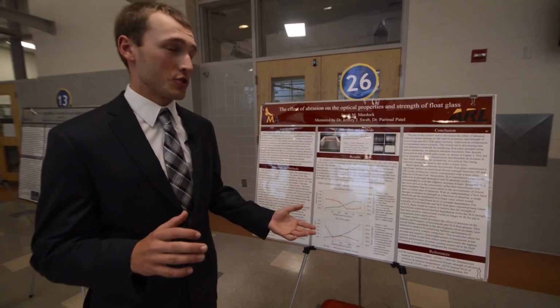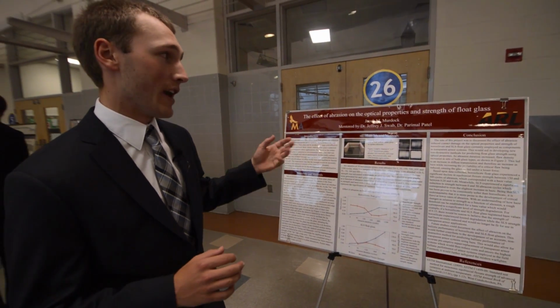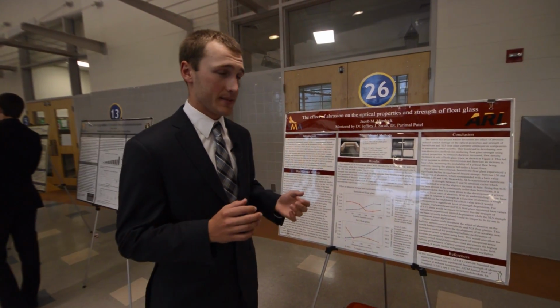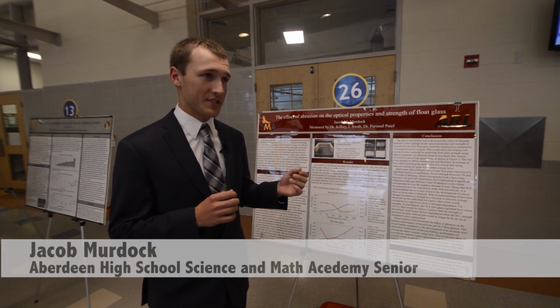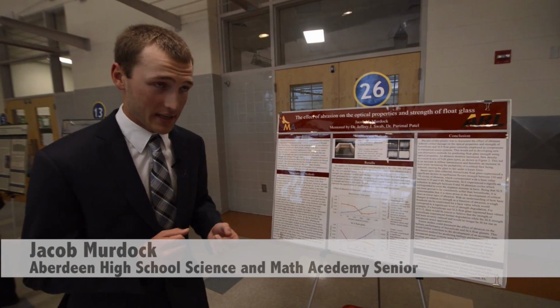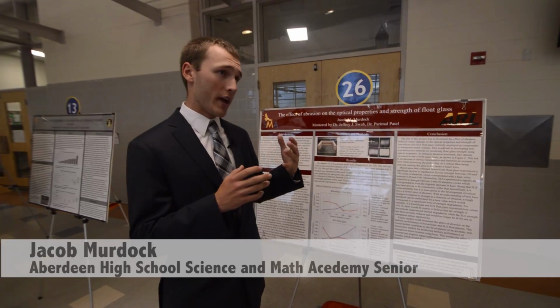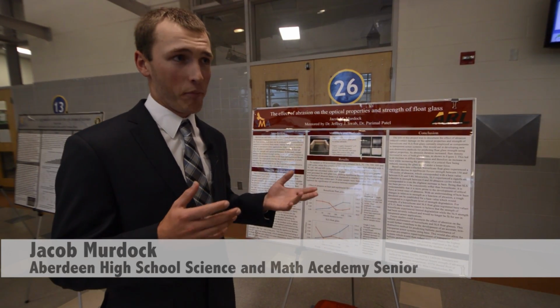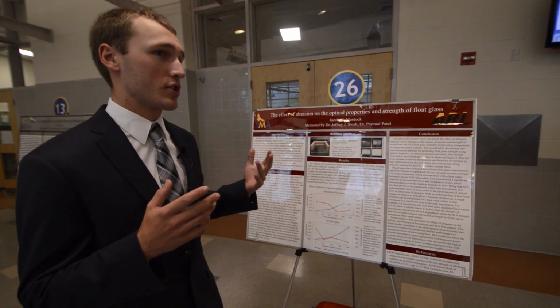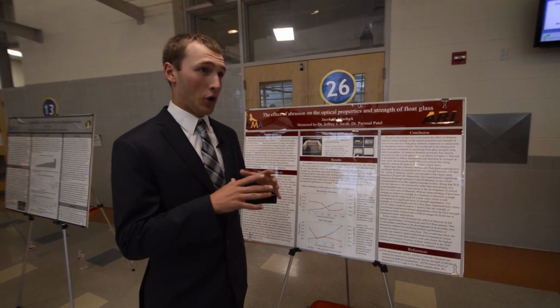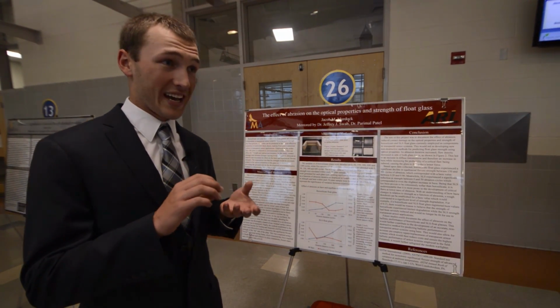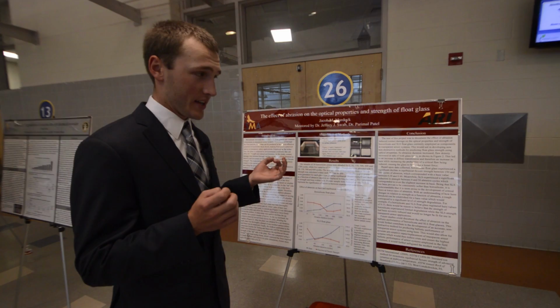My project focused on determining the effect of abrasion on the optical properties and strength of float glass. Float glass is a type of glass manufactured through the float process. The float process involves flowing molten silica over a bed of molten tin. This allows for the creation and production of large quantities of uniformly thick glass at relatively cheap cost.